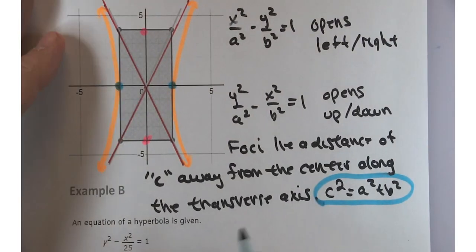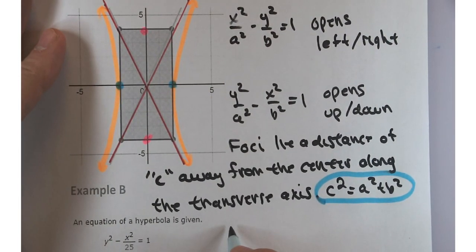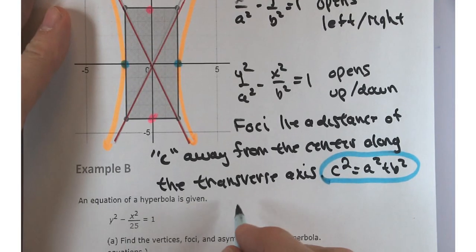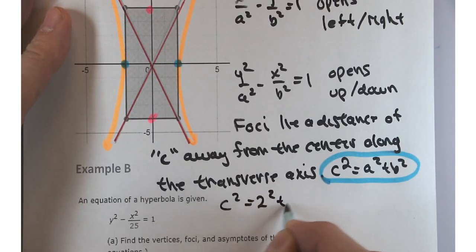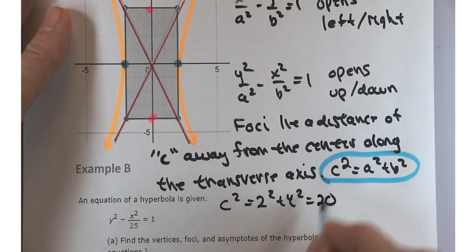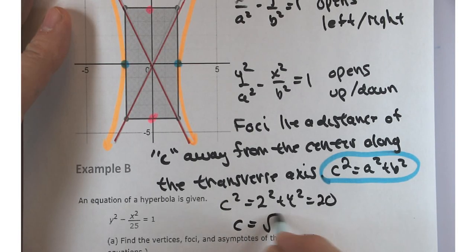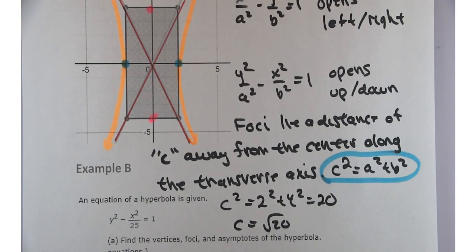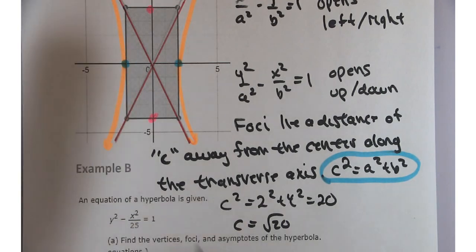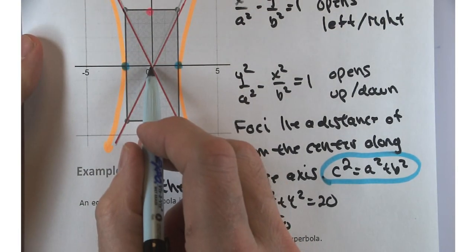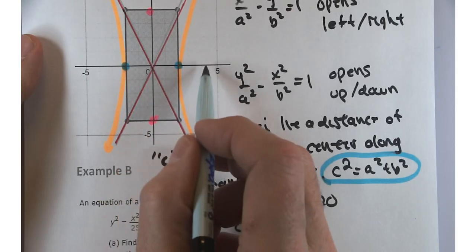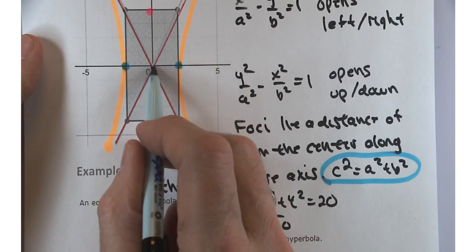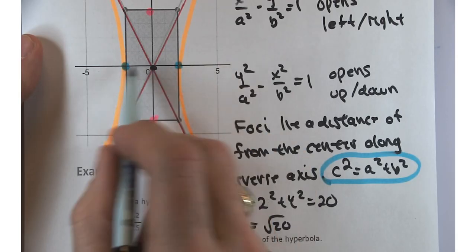So in our case, we're going to get c squared equals 2 squared plus 4 squared, which of course is 20. So c would equal the square root of 20. Nice. Well, you can do the plus or minus. It doesn't matter, because you're going to move a distance of the square root of 20 to the right of the center, which is at (0, 0), and to the left of the center.